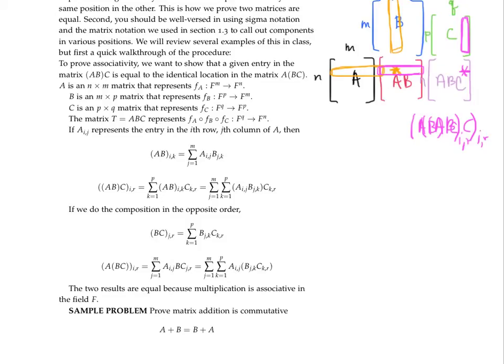This is a sample problem. We want to prove that matrix addition is commutative. So we're going to do the exact same process, but we're showing that matrix addition is commutative. We're going to show that the ith row, jth column of A plus B is the same as the ith row, jth column of B plus A.